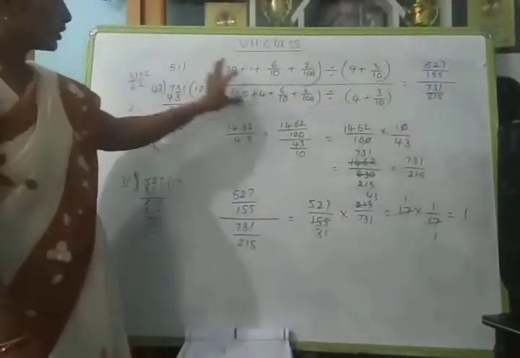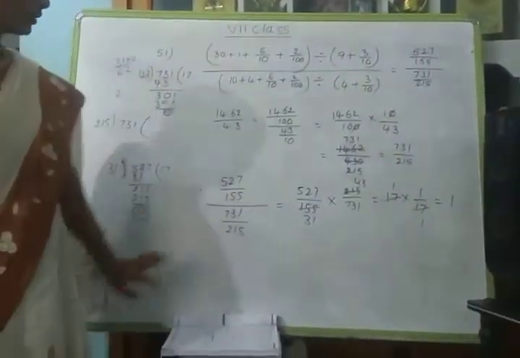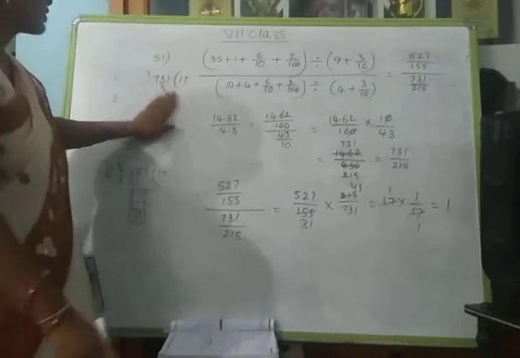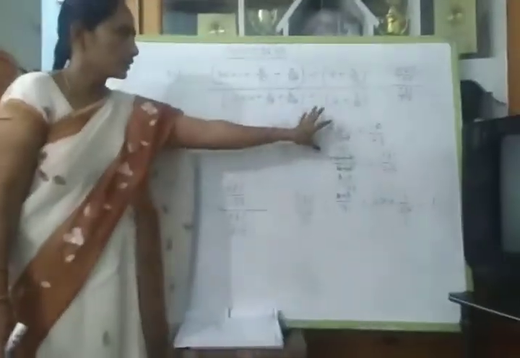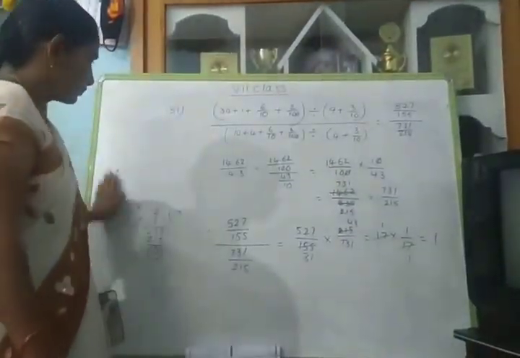If you have any doubt, tomorrow again I will explain this one without confusion. Here first you have to simplify the numerator, we get that answer, and the denominator gives this answer. So like this you have to simplify.